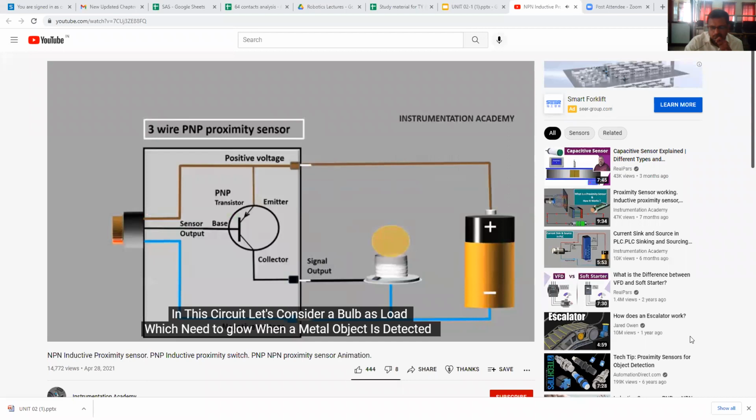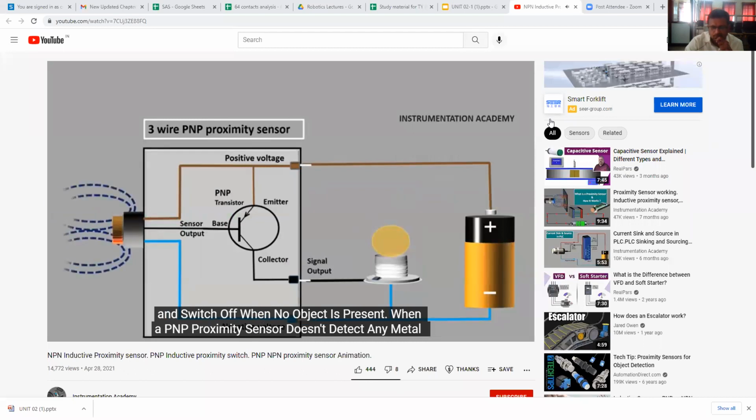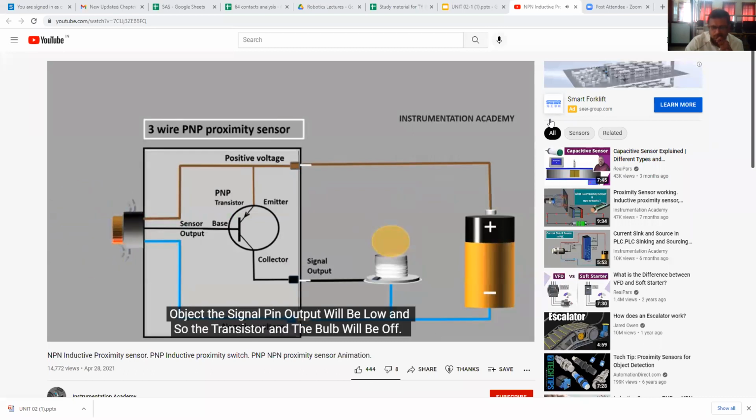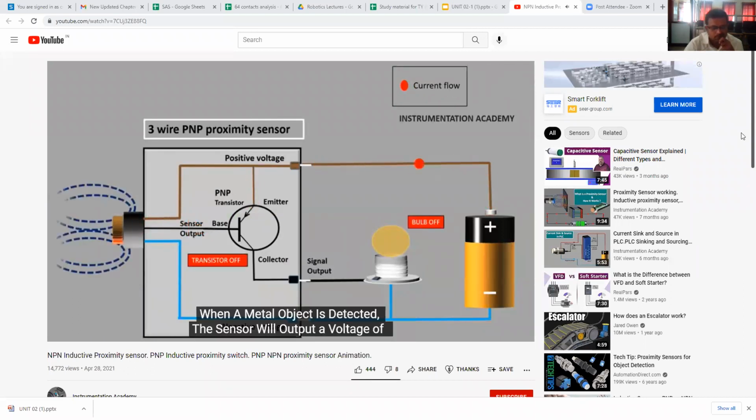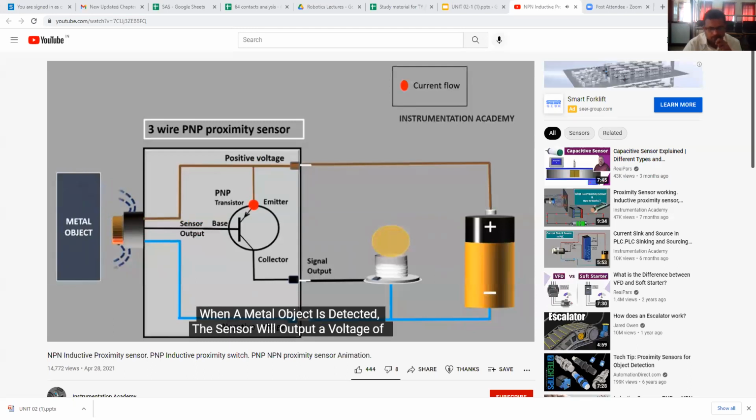In this circuit, let's consider a bulb as a load which needs to glow when a metal object is detected and switch off when no object is present. When a PNP proximity sensor doesn't detect any metal object, the signal pin output will be low, and so the transistor and the bulb will be off. When a metal object is detected, the sensor will output a voltage almost the same as the voltage fed into the positive voltage pin, and hence the transistor will be on, and so the bulb will be switched on.